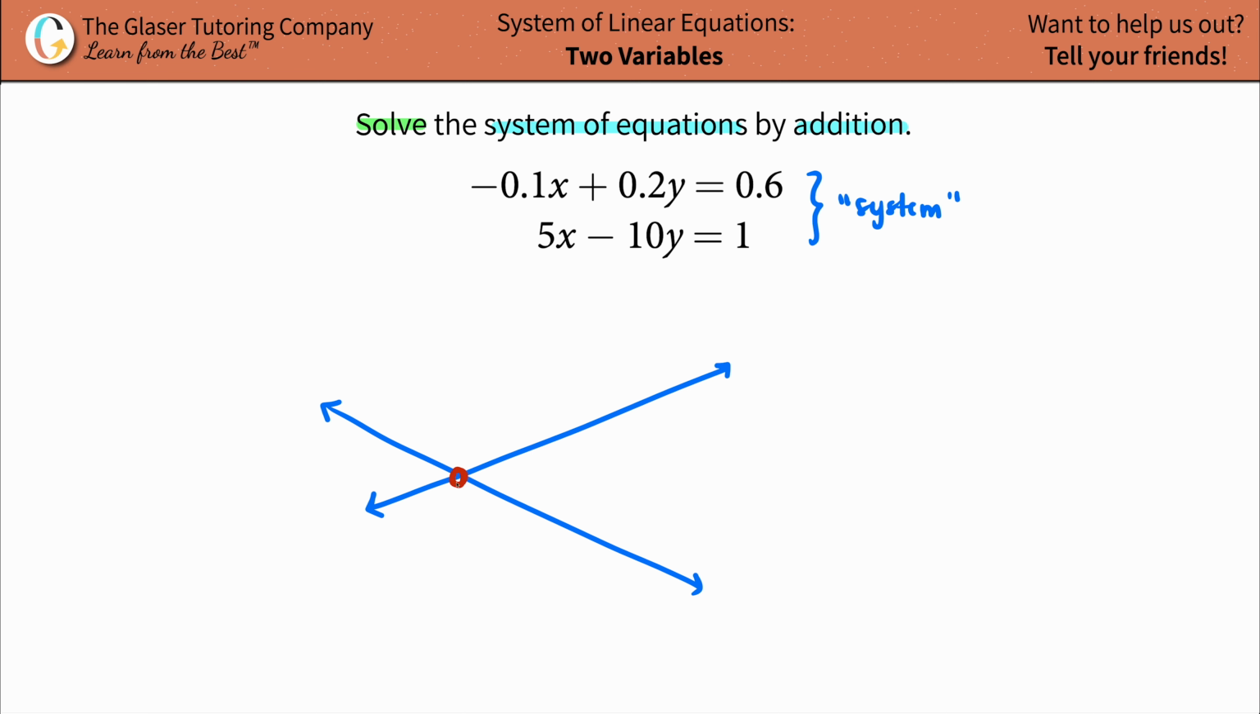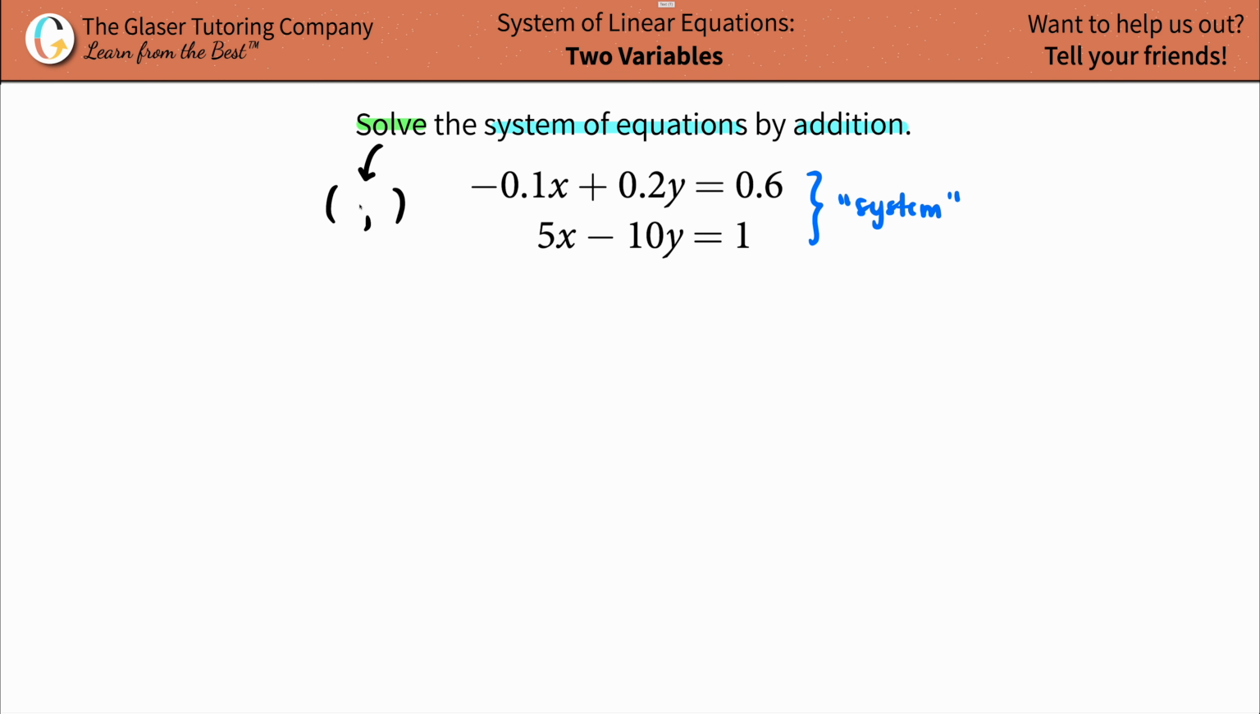It's where they communicate with each other, right? It's the point in which they share. That's the solving. That's the solution. So you're solving for a point that they share. So if that's the case, we're looking for a x comma y. So we're just solving for x and we're solving for y.